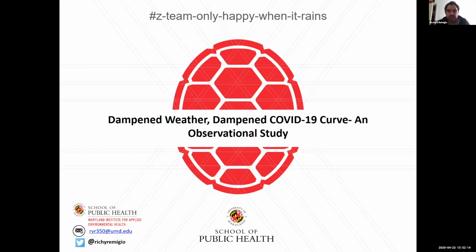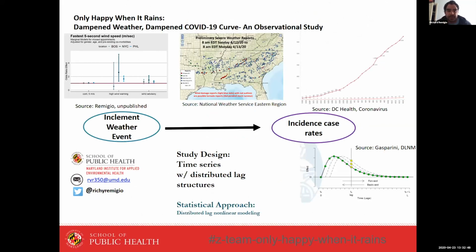Given Dr. Scarpino's recent amazing talk about the role of mobility on transmission, I'm posing the question about the role of weather, especially given these recent outbreaks of extreme weather events in the southeast. The question I'm looking at is whether it has an effect or an association with respect to case numbers we've been seeing in the last few weeks. So this was my one slide pitch that I gave last week.